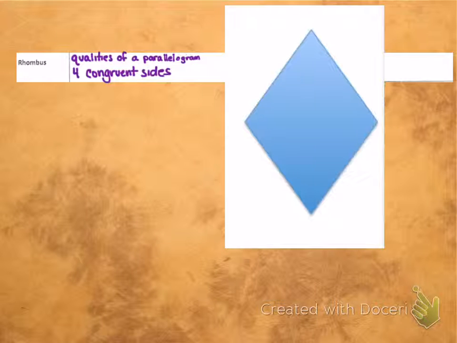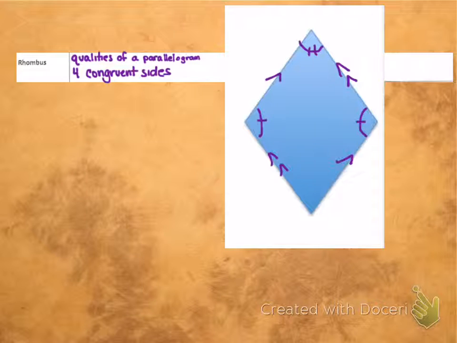So we have our rhombus, and we have two pairs of parallel sides. And those sides are also congruent. We've got opposite angles being congruent, or the same measure. And then the special quality of a rhombus is that all four sides are congruent, like the square without the right angles. So it's kind of like a squished square.